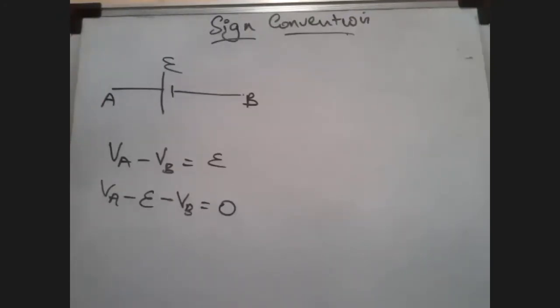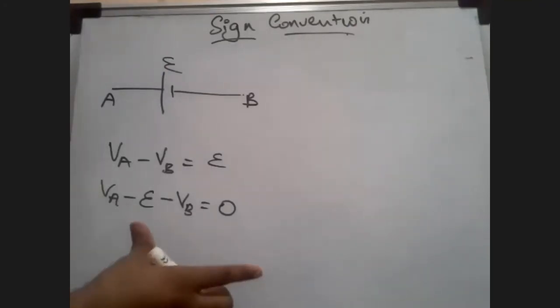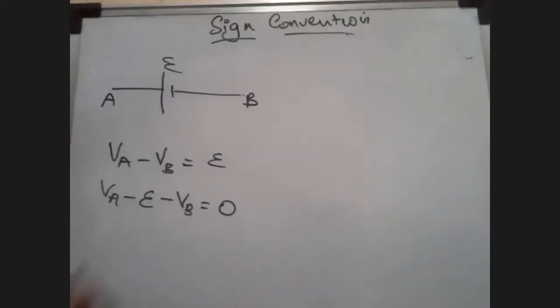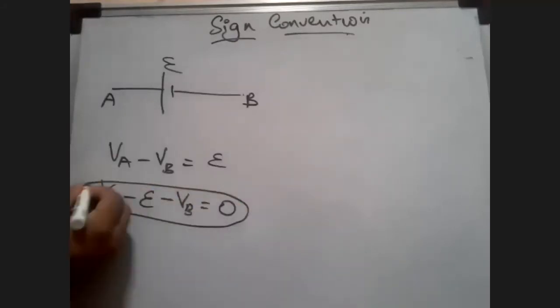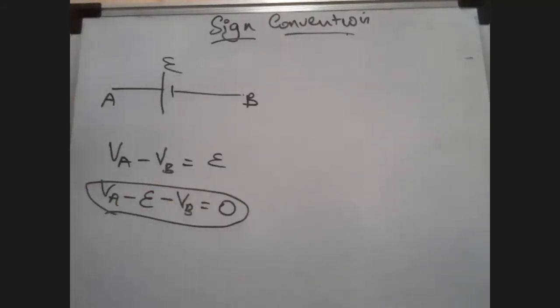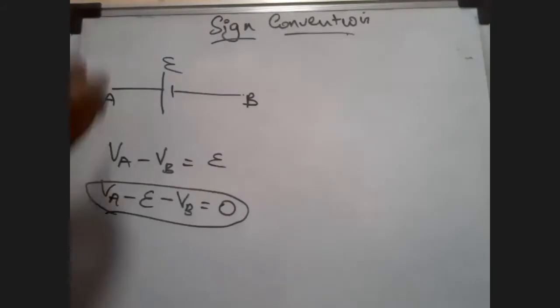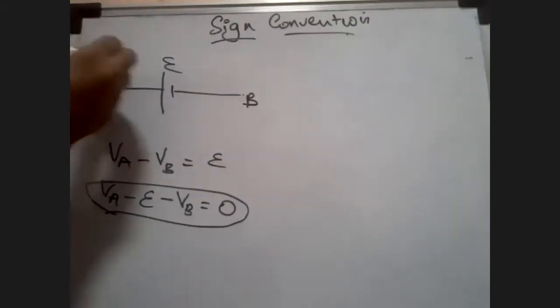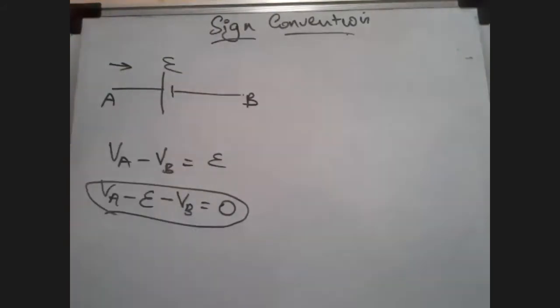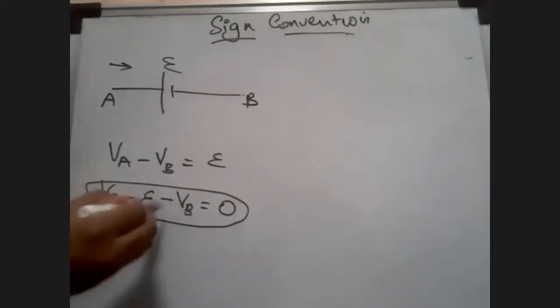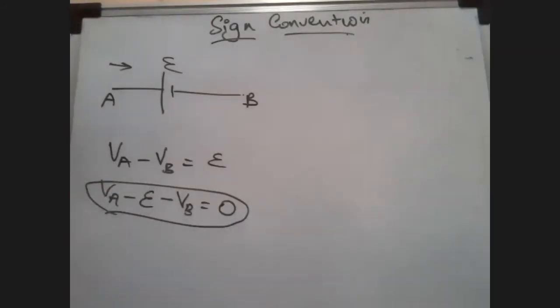Yes, sir. Okay, so please remember this. Don't forget this. While writing equations in a circuit, we'll be going by this method. So when you are going from A to B, while writing the equation, we'll take it as minus epsilon. Is this understood? You all can write this equation down. Let's do the second one.